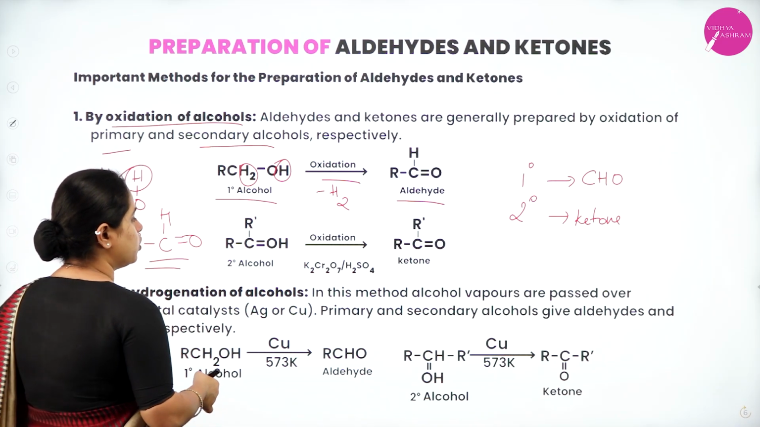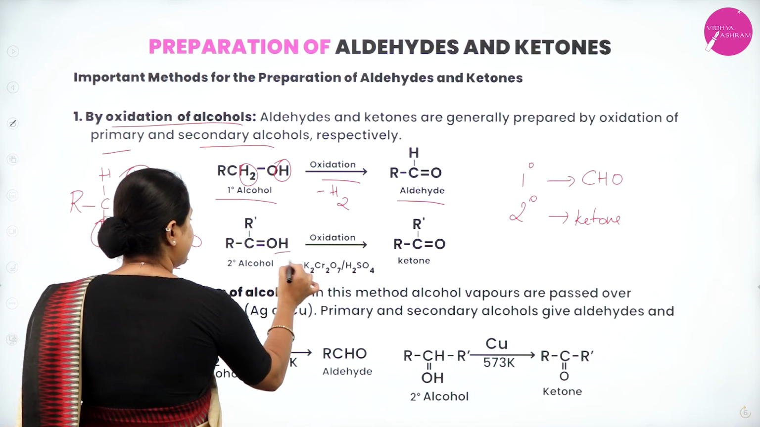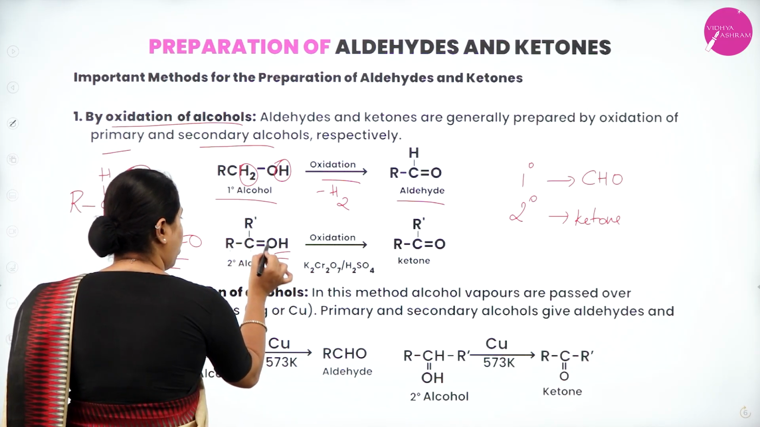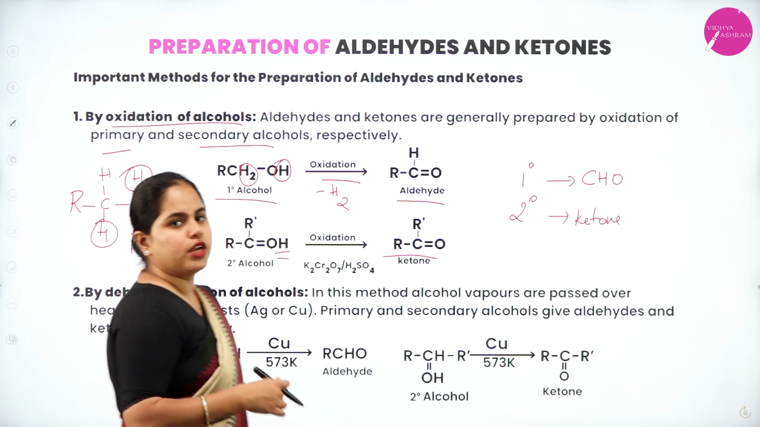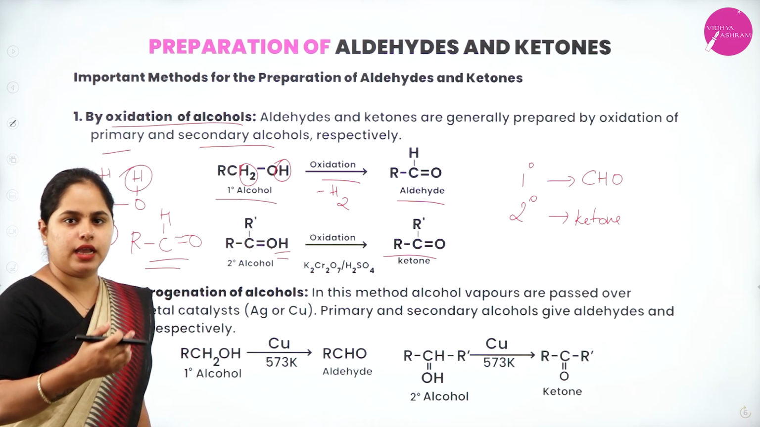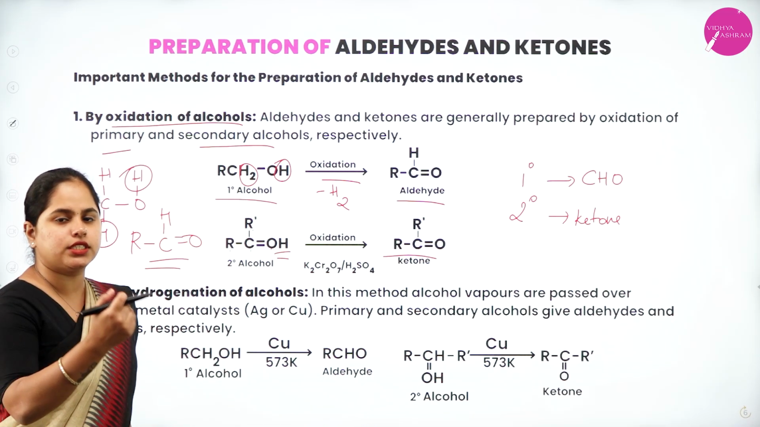Now considering ketone, what is going to happen here? Here also hydrogen will be removed. You have RCOR dash. What is RCOR dash? It is the ketone itself, right? Clear? So if you are using a primary alcohol, you get an aldehyde. If you are using a secondary alcohol, you get a ketone.